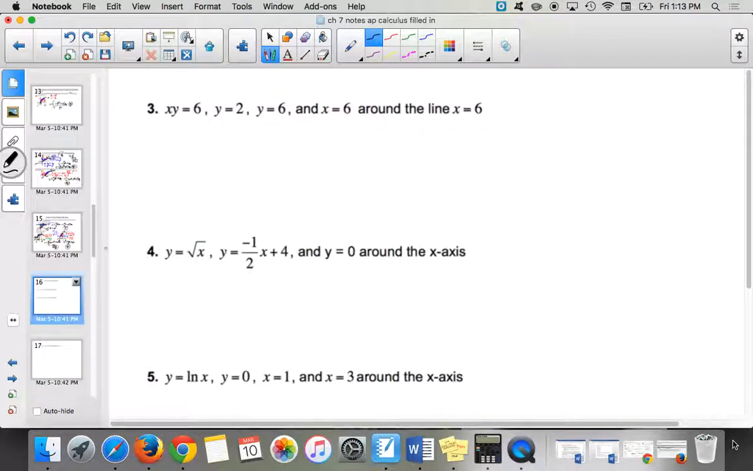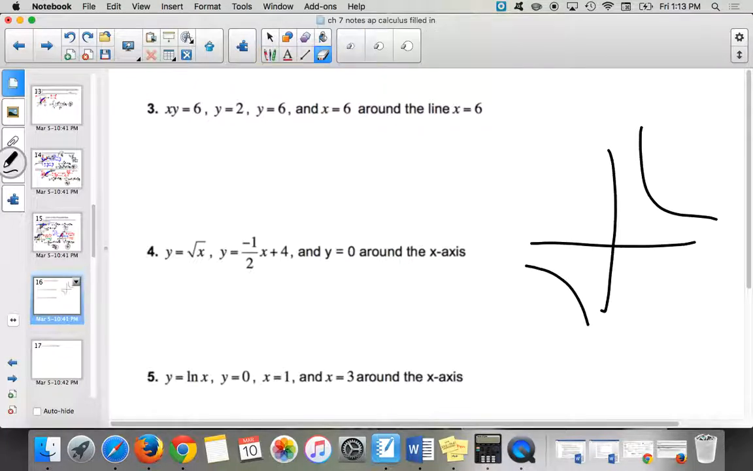All right, so I have x times y equals 6, y equals 2, y equals 6, x equals 6. Around the line x equals 6. This is a hard one to graph. Do you guys at least know what x times y equals 6 kind of looks like? What's its parent function? Not quite, almost. Yeah, it's like 1 over x. It's just 6 over x is our function.